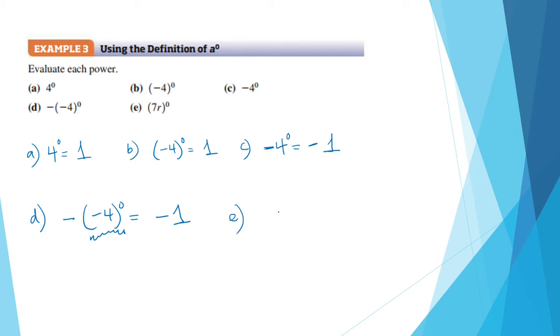Part E, 7r raised to the 0. This 0 affects both the 7 and the r, so this is equivalent to 1. So be careful. If there are parentheses, it affects the entire expression. If there's not, assume that the parentheses just is around the number and not the negative in the front.